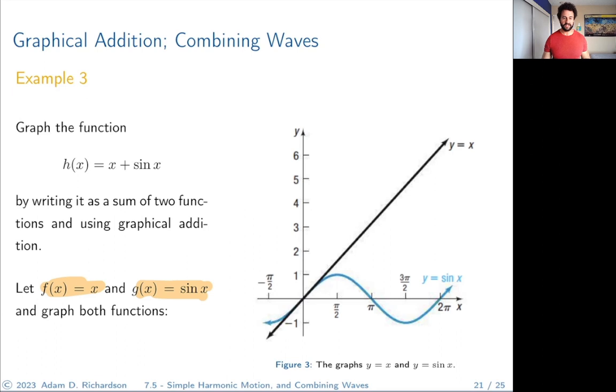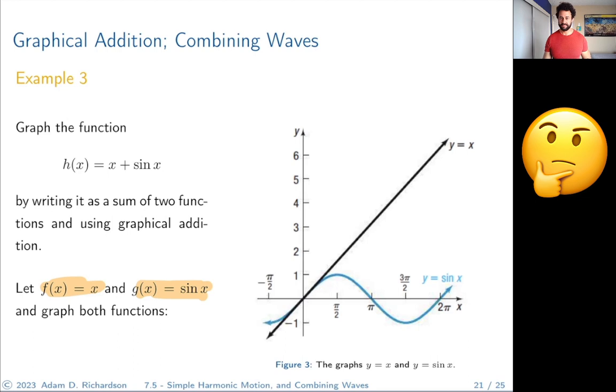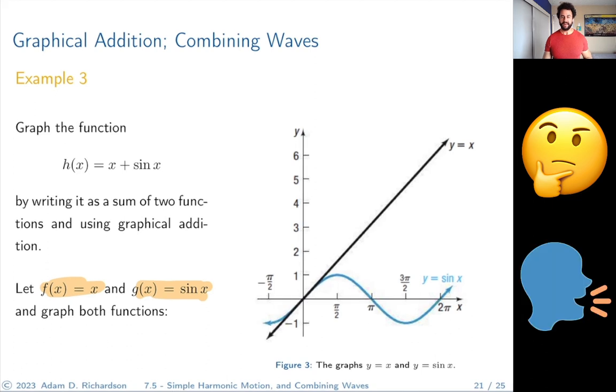And then I think what I'm going to do here is pause for a minute. I want you to look at both of these pictures and just think about how you would add the vertical displacements at each point. So think about it for just a minute. All right, now say something out loud. What were you thinking in your head? How do you feel like you could graph the function h(x) by adding those vertical distances?